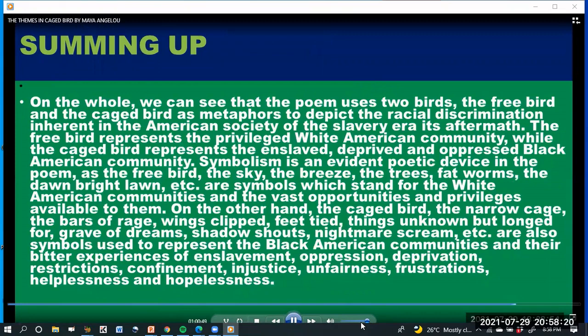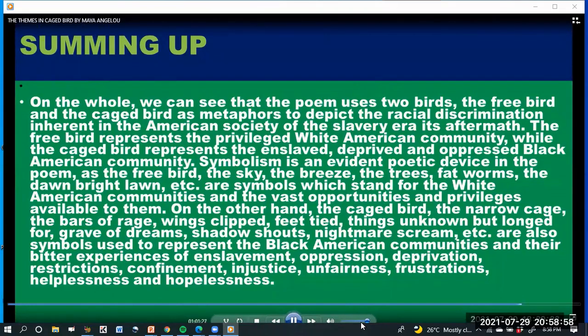On the whole, we can see that the poem uses 2 birds, the free bird and the caged bird, as metaphors to depict the racial discrimination inherent in the American society of the slavery era and its aftermath. The free bird represents the privileged white American community, whereas the caged bird represents the enslaved, deprived, and oppressed Black American community. Now we see the use of symbolism here.